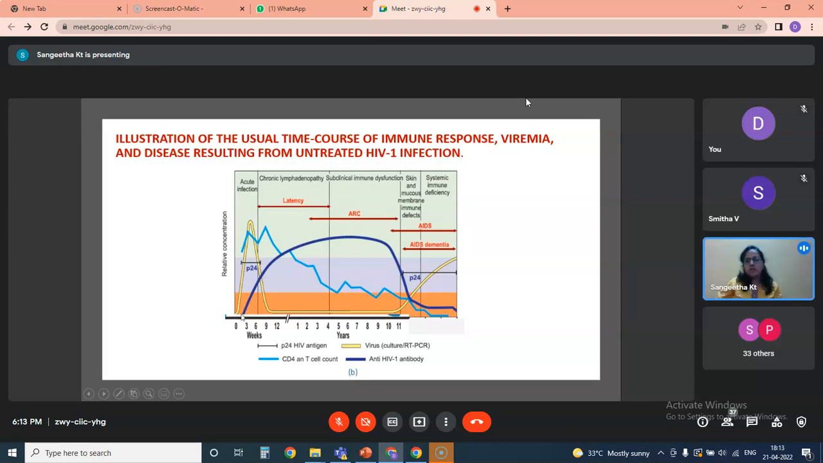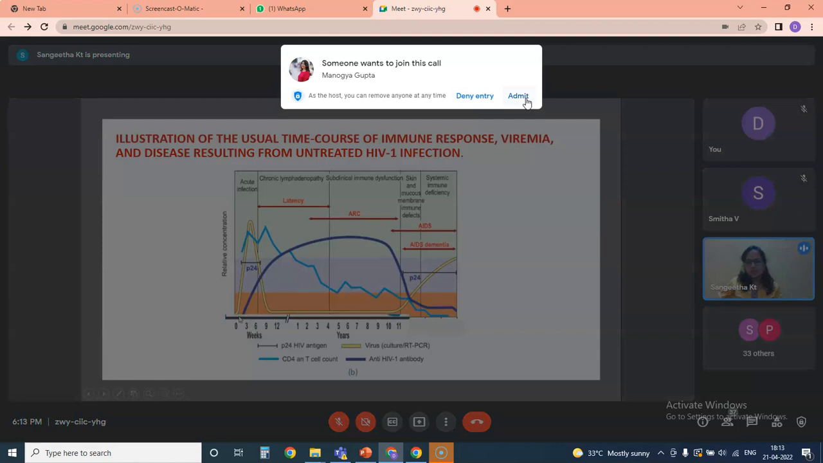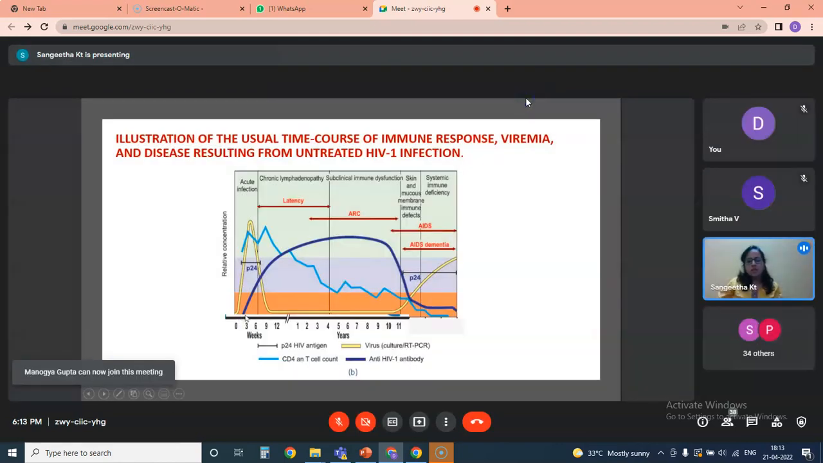This we call the window period. It usually takes nearly 3 weeks to 3 months. That is the window period for HIV. During this time, if you are using an antibody test, it will not detect anything, because the antibodies start developing only after the window period, that is after 3 weeks to 3 months. That is the time of the window period.